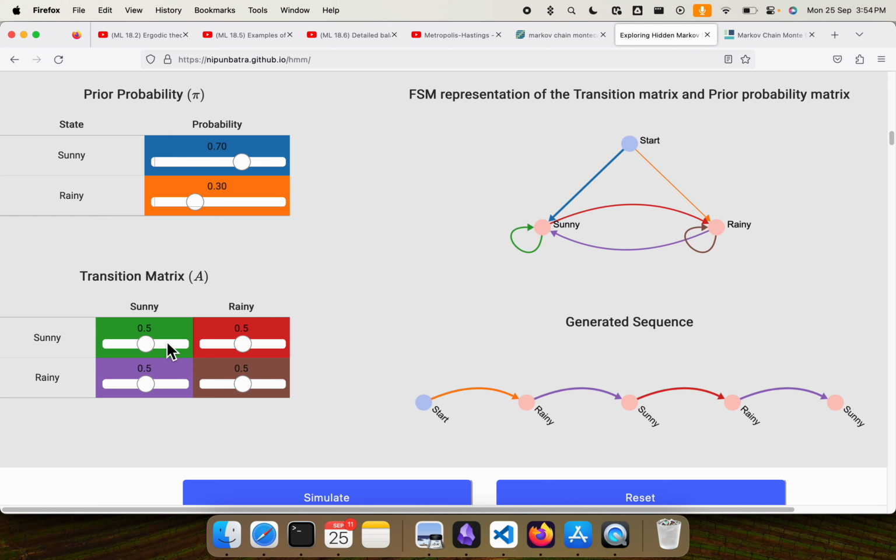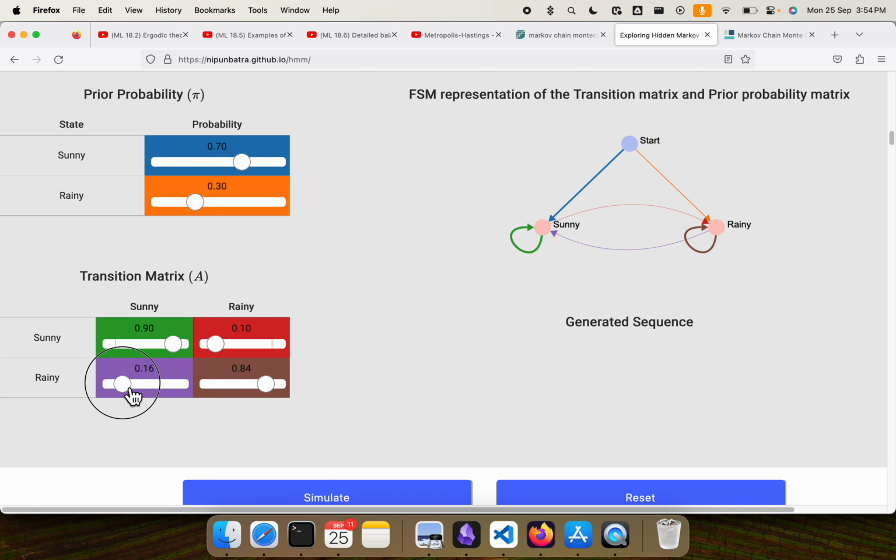Let us now make it a little extreme. Through these sliders you can see that they sum up to 1, because that is the outgoing probability from currently being in a sunny state. It has to go to either sunny or rainy. If I make it 0.9, and for rainy also I make it somewhat symmetrical, now very likely whatever state I start with, I will end up in the same state for a few observations.